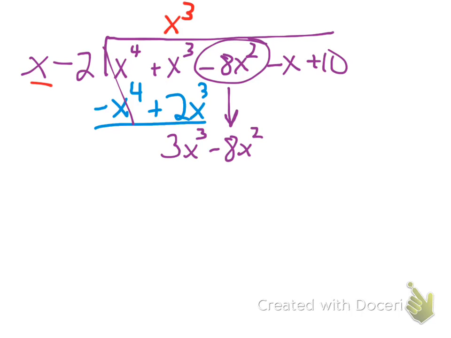I now repeat the process. How many times does x go into 3x to the third? So 3x to the third divided by x, that is going to be 3x squared. So I have a positive 3x squared. I once again take that and multiply it by the divisor. So I get 3x cubed minus 6x squared.